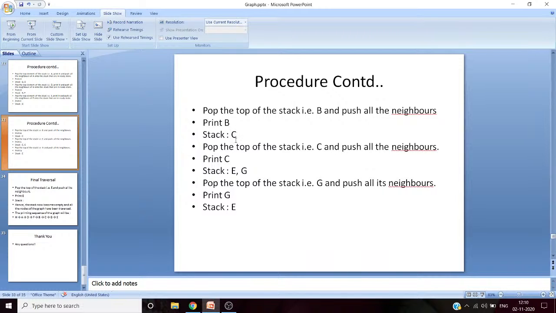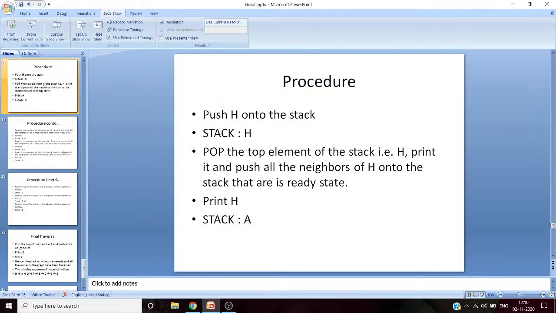Okay. Now, the top of the stack is containing C. The neighbors of C are E and G. So, E and G will be pushed in the stack and C will be printed. Okay. This is how it goes on until and unless the stack is empty. Now, G is the top of the stack. So, we have to print G and check what are the neighbors of G.